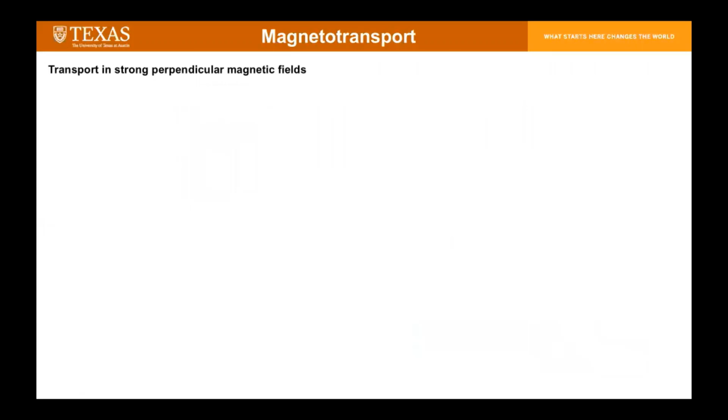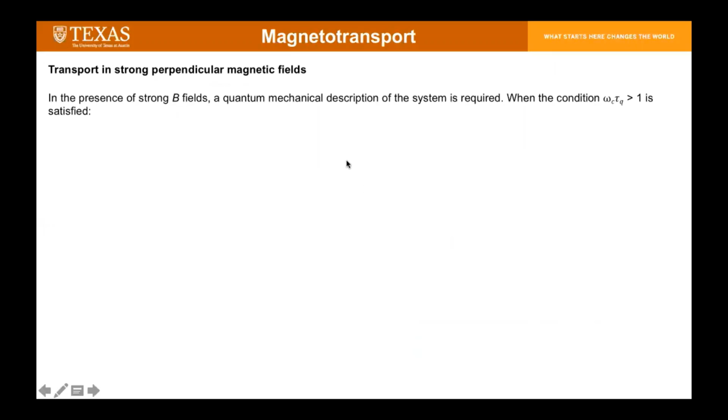So far, whatever I've considered about B fields has been in relatively small magnetic fields. You observe the Hall effect for relatively small magnetic fields. But if you start to apply very strong magnetic fields in a 2D system, then you will start to see some quantum effects because of the confinement in the 2D system. So in the presence of strong B fields, you require a quantum mechanical description. And specifically when this condition is fulfilled, you start to see some quantum effects.